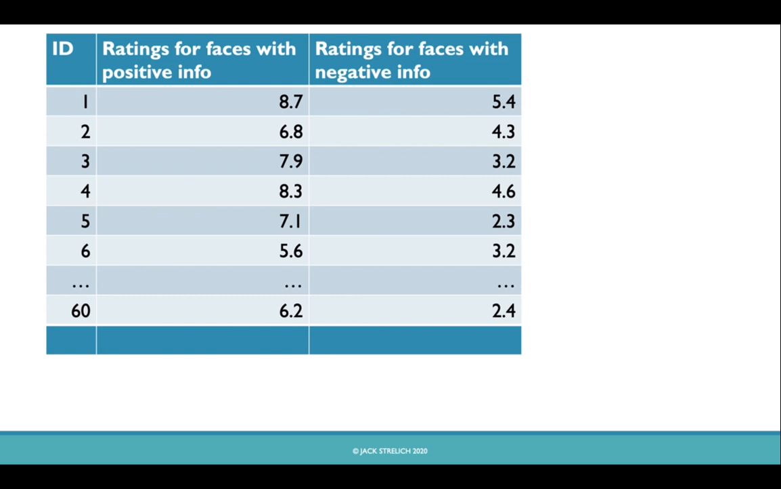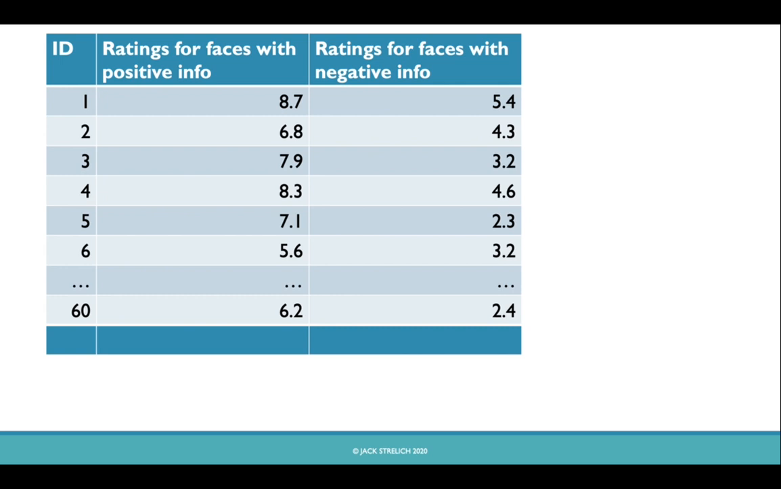So here, we have a table in which each row represents one participant, and each column represents their responses to one of the two conditions. On the left-hand side, we have ratings for faces with positive info, group 2, and on the right-hand side, we have ratings for faces with negative info, group 1. Notice that this table is abbreviated. We're seeing the first 6 participants here, as well as the 60th participant. Obviously, the full table would be a little bit too big to fit on the slide.